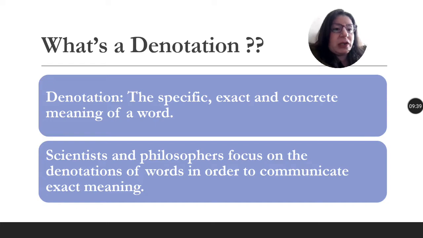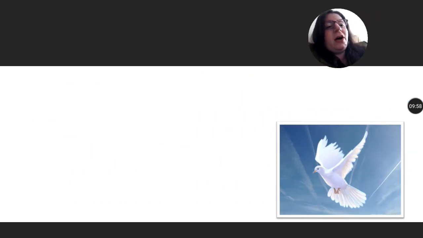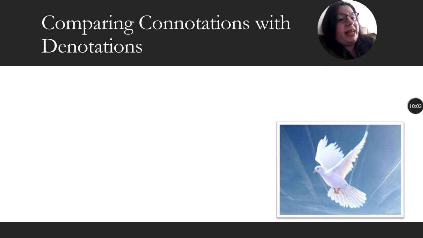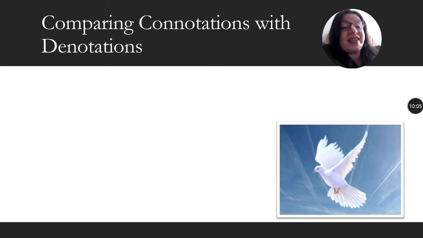Scientists and philosophers are the best people to use denotations. They focus on the denotations of words in order to communicate exact meaning. They don't want the reader or the audience to get confused. They have a specific scientific meaning they want to transfer. I find some people actually think that denotations are easier than connotations. Well, actually, I find connotations easier than denotations.